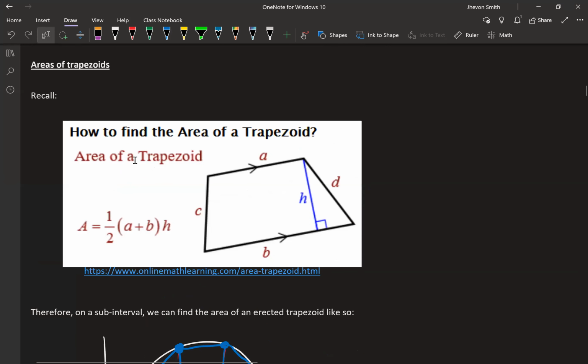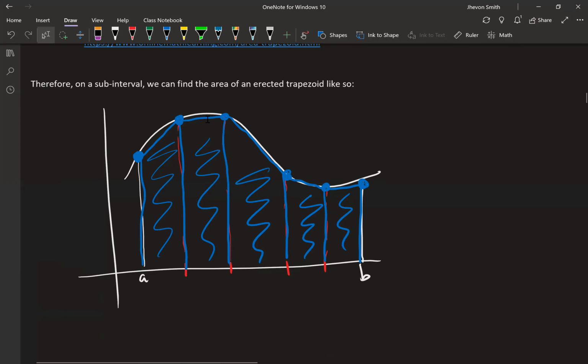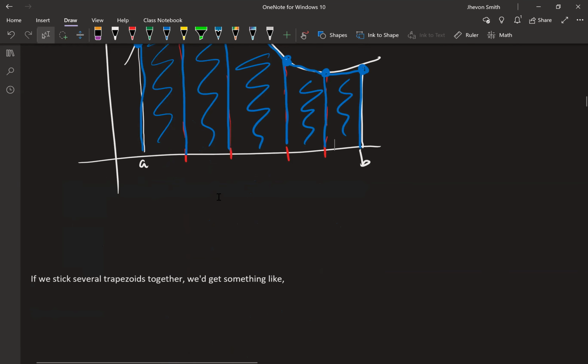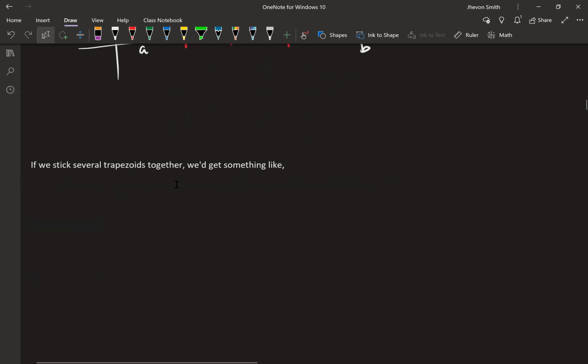Now, what we can do is use the area of the trapezoid to sum up all these areas and come up with a formula for this. So notice here, the area of a trapezoid is half the sum of the two parallel sides times the distance between the two parallel sides, right? So that is the area of a trapezoid. So we can actually do that here.